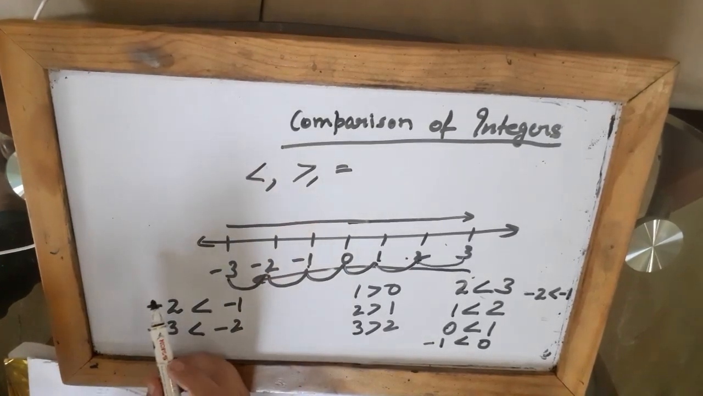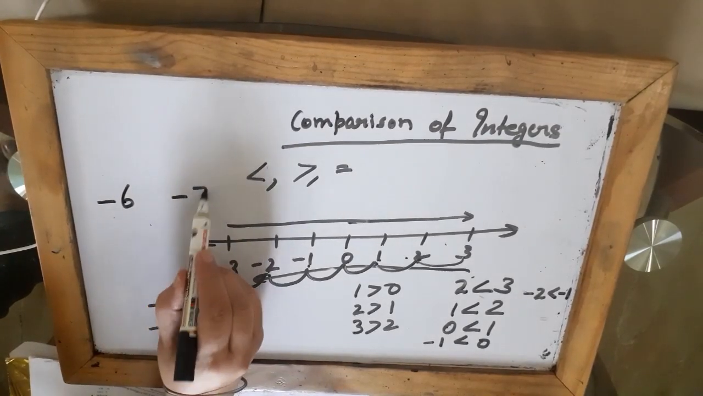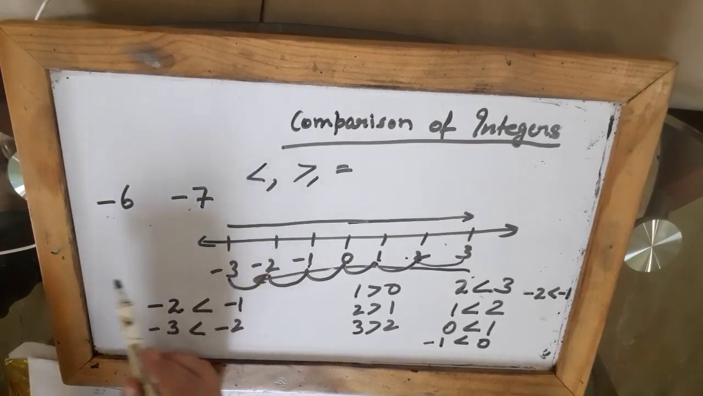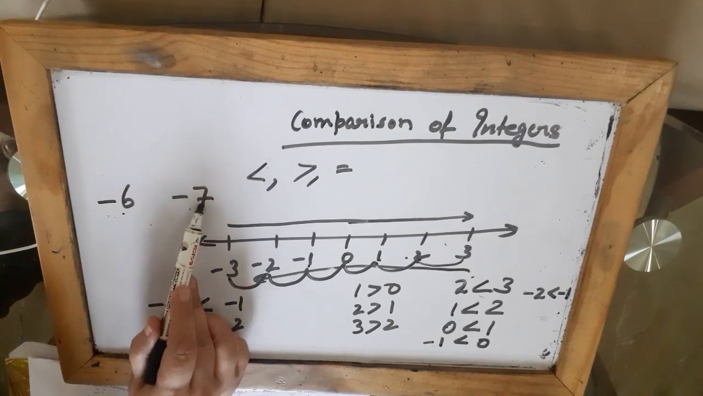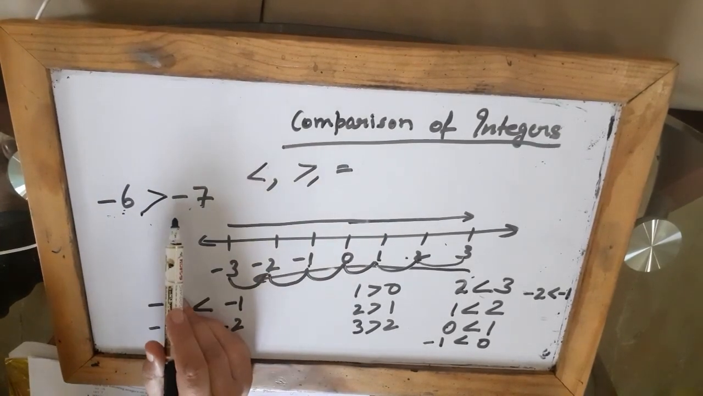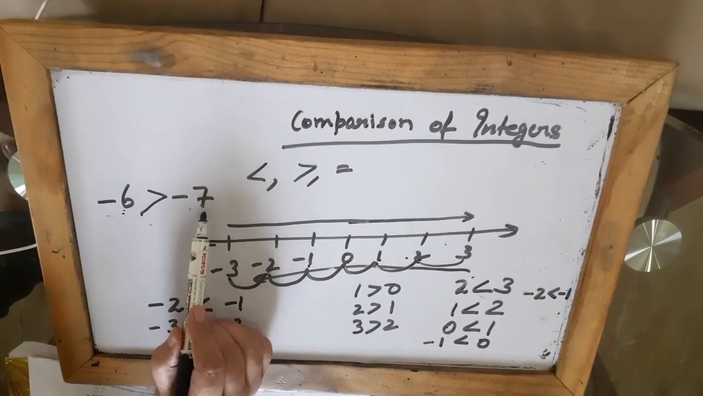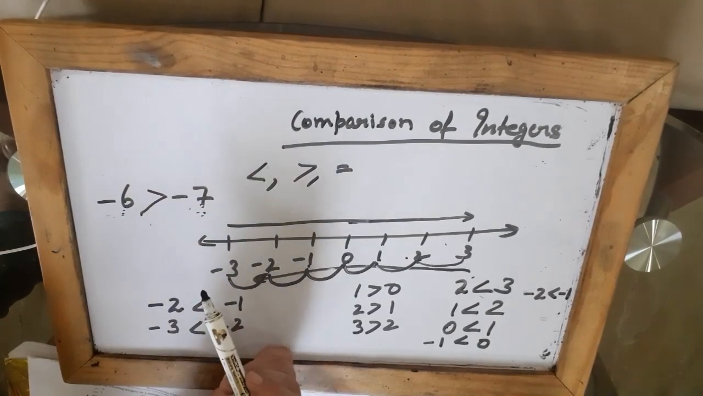So what it means is that when you have two negative numbers, when I gave you the example, because minus 7 is to the left of minus 6, it means this number is smaller than minus 6. Means in the negative integers, as the number is greater, its value becomes less. So I'll say minus 7 is smaller than minus 6.